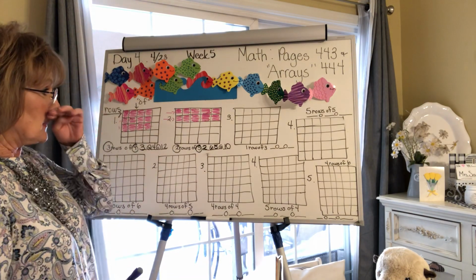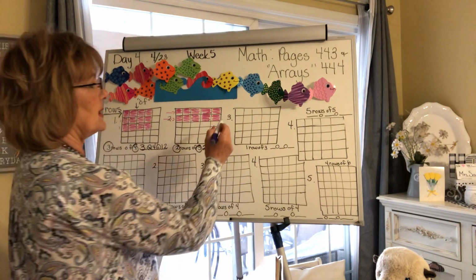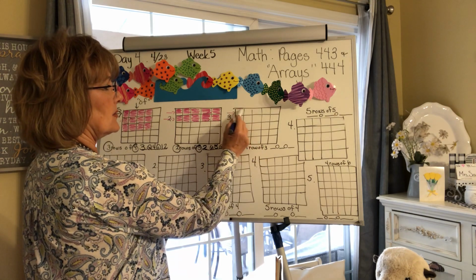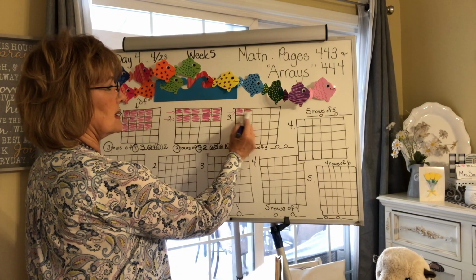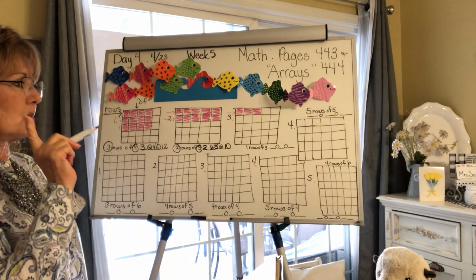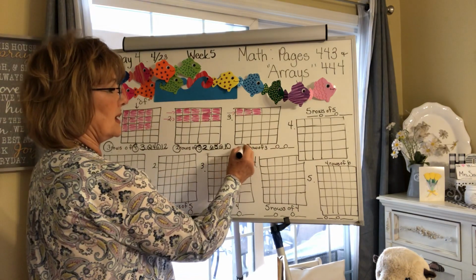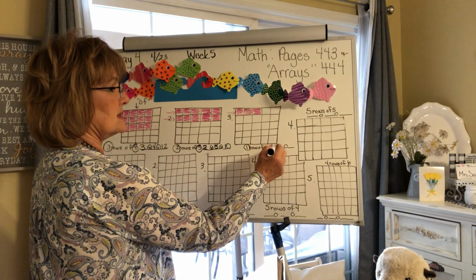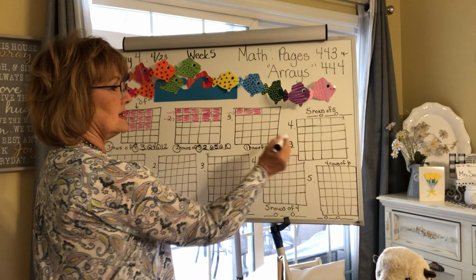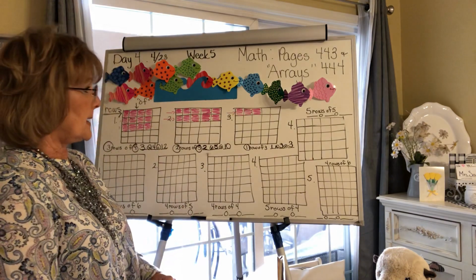Okay, going to number 3, it says 1 row of 3. So we're only doing 1 row, but there's going to be 3 in that row. 3 boxes. 1 row of 3. That would be 1 times I have a 3. 1 3 is 3. I only have 3. 1 3. Okay.